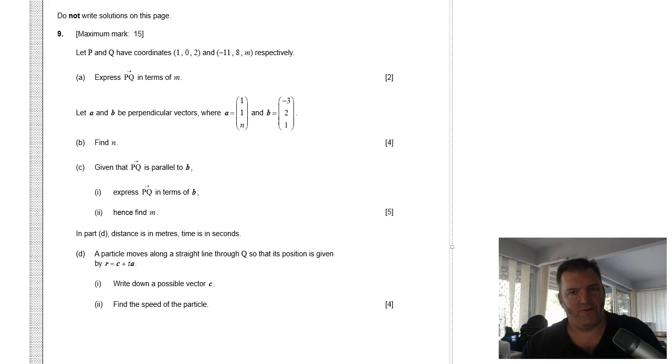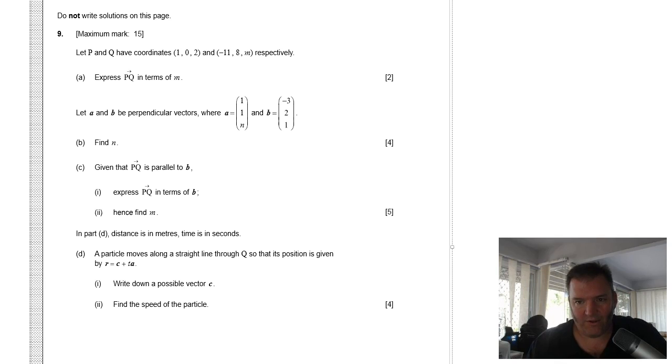Alright, finally found the time to do a few more solutions. So let's have a go. This is May 2015, Paper 1, Time Zone 2, and we're up to question 9. Nearly there. Let P and Q have coordinates (1, 0, 2) and (-11, 8, m) respectively. Express PQ in terms of m.